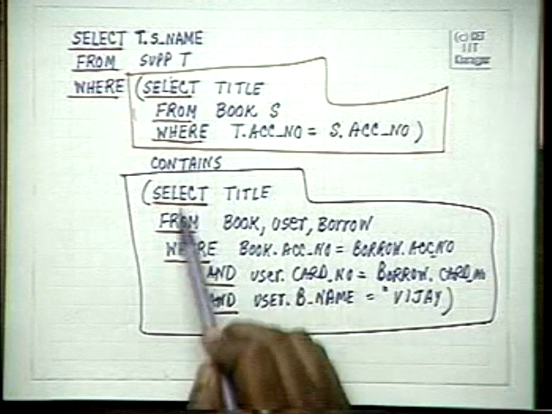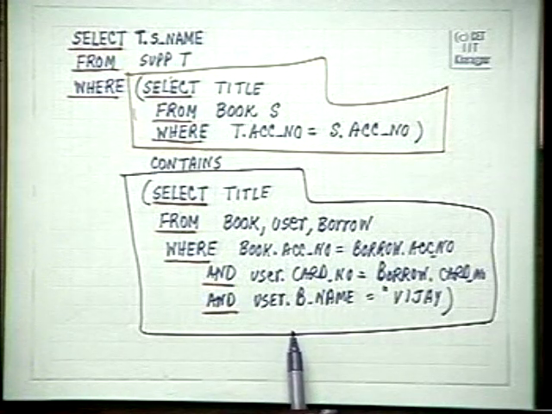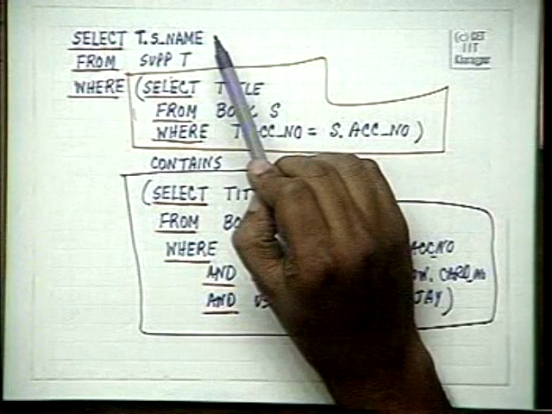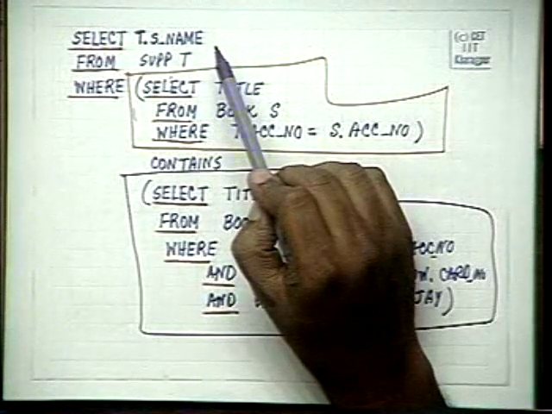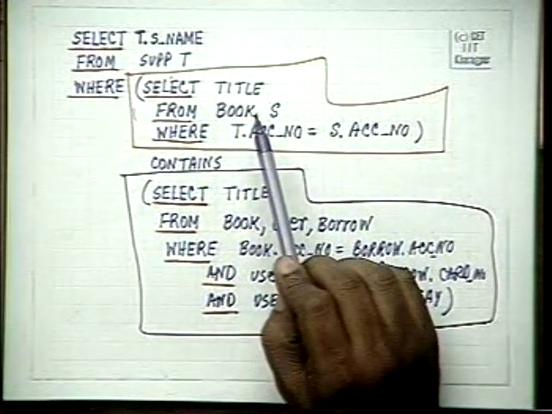So this part takes out the titles of all books supplied by a particular supplier, and that must contain all the books issued by Vijay. This must contain all the books which are borrowed by Vijay. So that means the answer to this query will be those supplier names such that the title of the book supplied by that supplier must have supplied all titles, may not be the corresponding accession numbers, but if Vijay has issued 5 books, this supplier must have supplied the corresponding titles of these 5 books, at least.